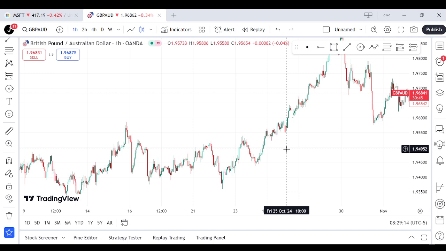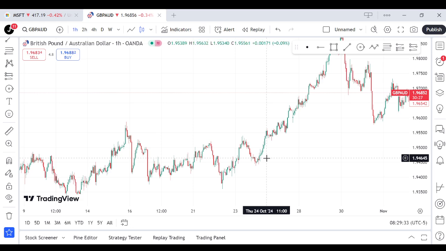Today we are diving into a highly effective strategy that combines two of the most reliable technical indicators in Forex trading. We're talking about the moving averages and the MACD. So this strategy is designed to help you identify strong trends and pinpoint precise entry and exit points with confidence.